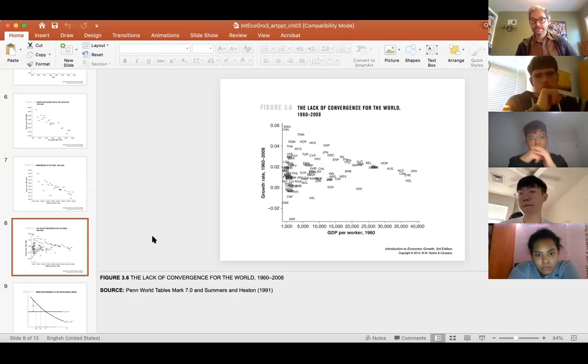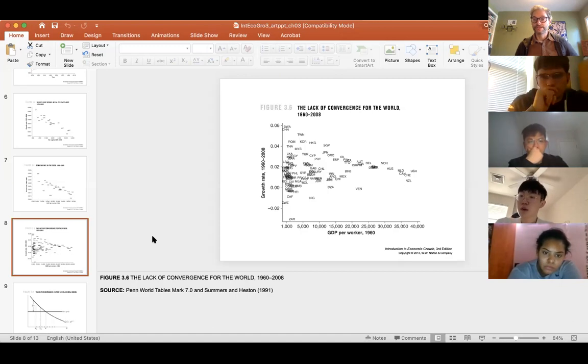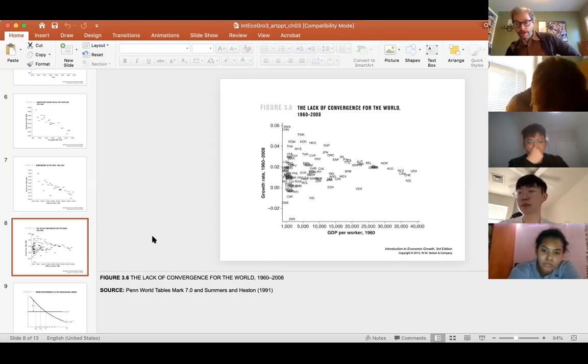Basically, why convergence is not really happening at a world level is that there are a lot of countries that were poor in 1960 and have not grown since 1960. So while there are countries that are poor and have grown, those countries have converged. But there are also countries that are poor in 1960 and have not grown.